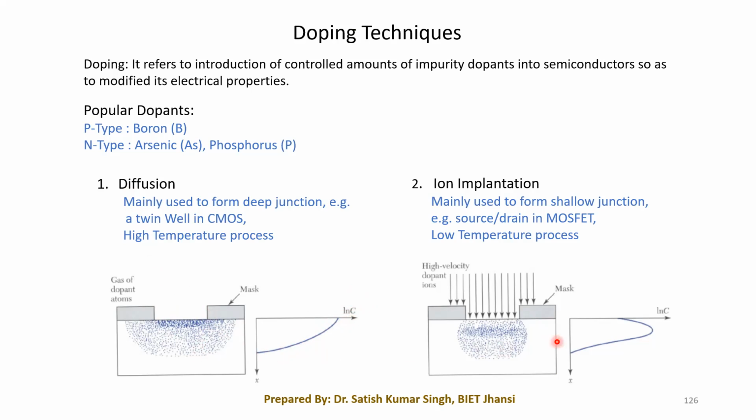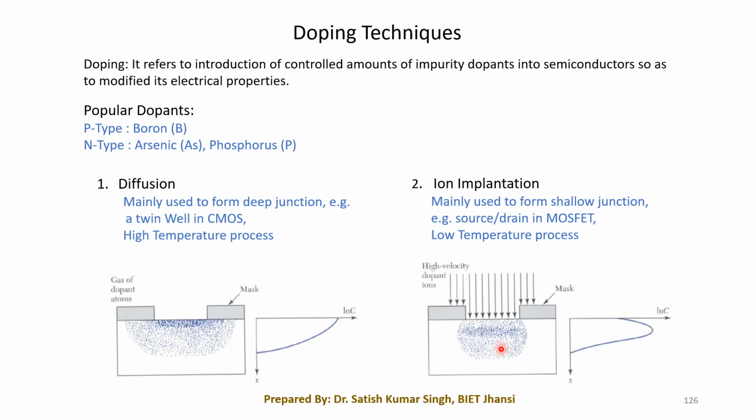Similarly, in ion implantation, the profile is something like this. The peak will be somewhere here. In this case, the peak is at the top, at the surface, and when we go inside the material, the dopant concentration gradually decreases. But here the case is different. At a certain depth you will find the maximum value of the dopant concentration, and as you go up or down, the dopant concentration is reduced.